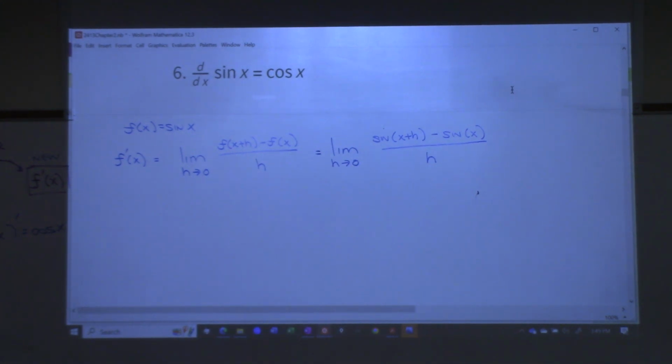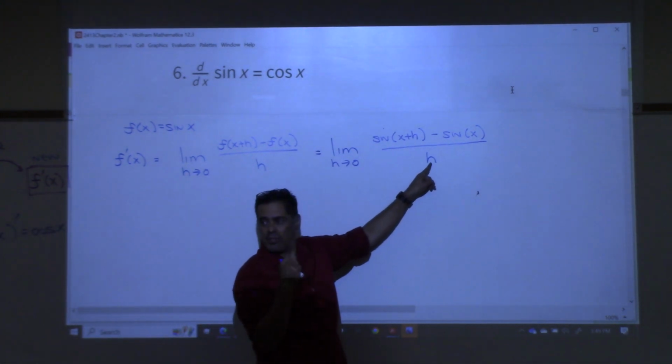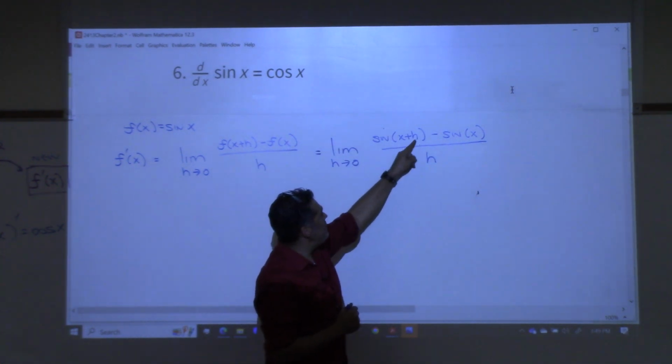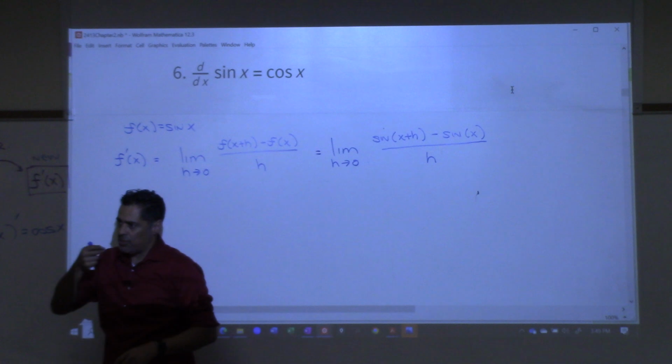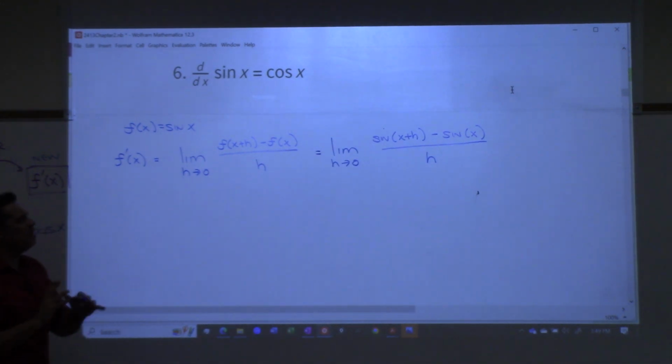Y'all see it? The problem with that is that I don't know how I'm going to cancel this h. Because this h is trapped inside of this sine. I can't pull it out. So how am I ever going to do some algebra right now to get the h out? Does anyone know what I'm going to do? Anyone? How do you mean separate?